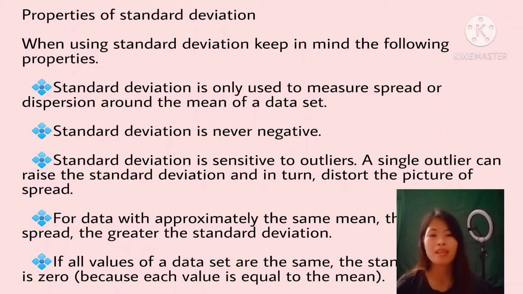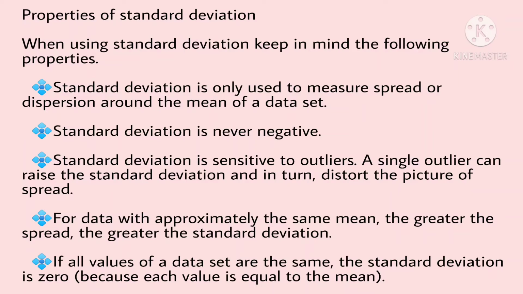So when using standard deviation, always keep in mind the following properties. First, standard deviation is only used to measure spread or dispersion around the mean of a data set. Second, standard deviation is never negative. Third, standard deviation is sensitive to outliers. A single outlier can raise a standard deviation and in turn distort the picture of spread. An outlier is a data point that lies outside the overall pattern in a distribution.